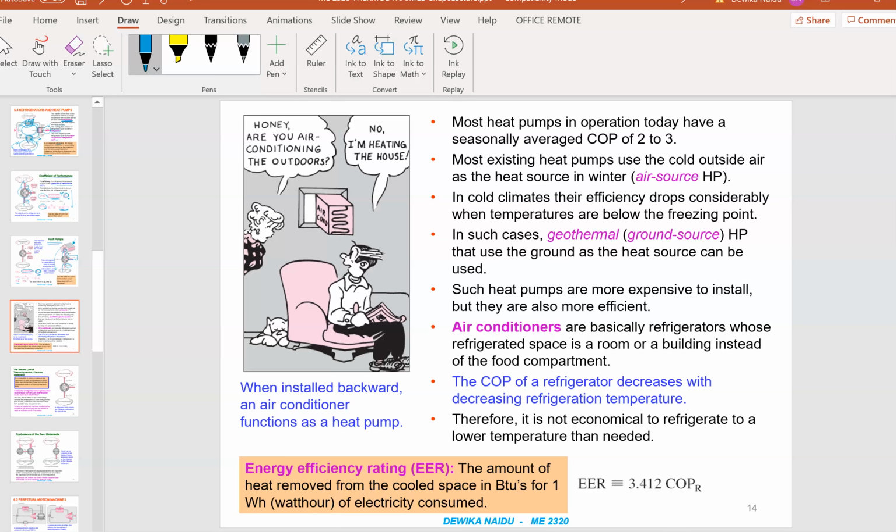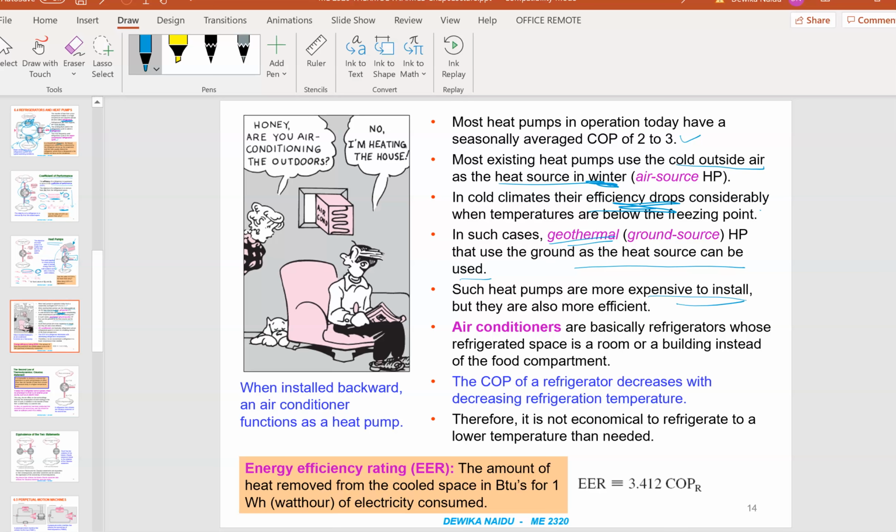Before that, let's go through some points. Most heat pumps in operation today have a seasonal average COP of 2 to 3. Most existing heat pumps use the cool air outside as a source of heat during the winter. In cold climates, the efficiency drops considerably when the temperature is below the freezing point. In such cases, a geothermal ground source heat pump that uses the ground as the heat source can be used. Such heat pumps are more expensive to install, but the operating cost is cheaper.